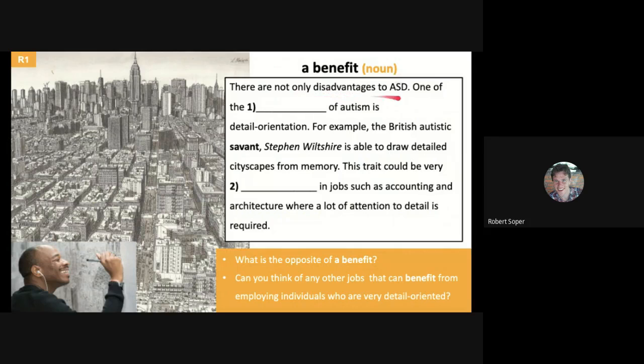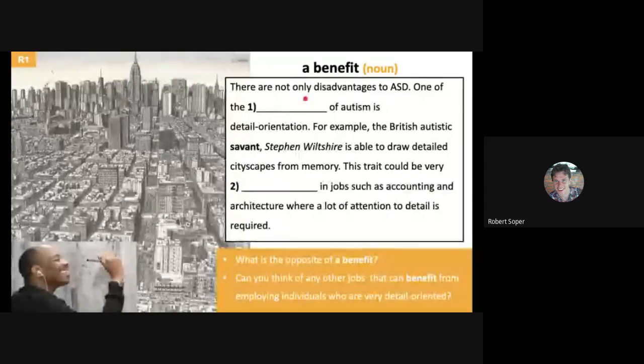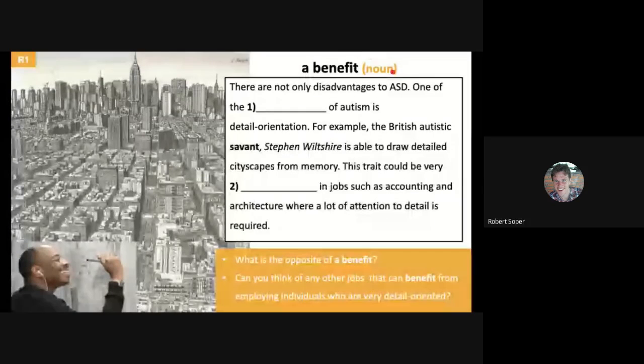Then read the paragraph. Look for the gaps and decide what type of word you need: a noun, a verb, an adjective. Then simply put in the correct form of benefit, either the noun form, the verb form, or the adjective form. We've done this 3 times already, so you should feel familiar with it.